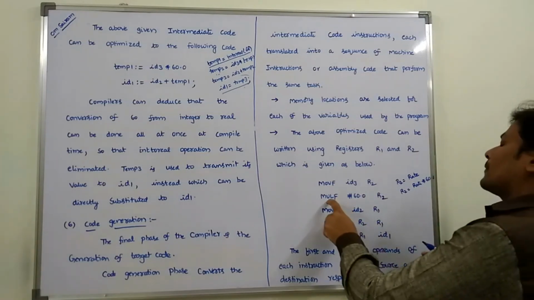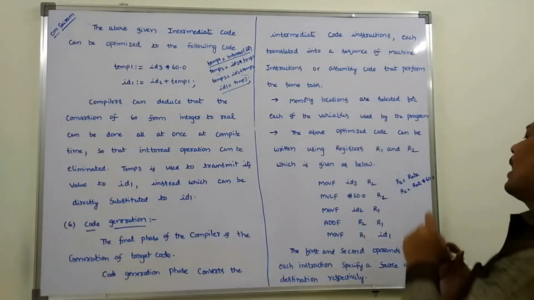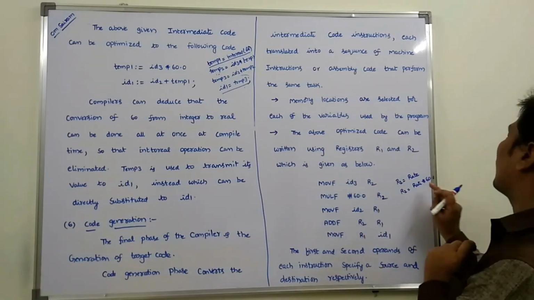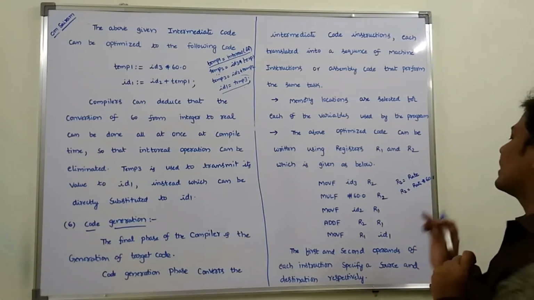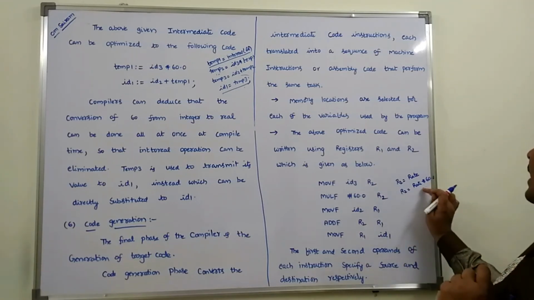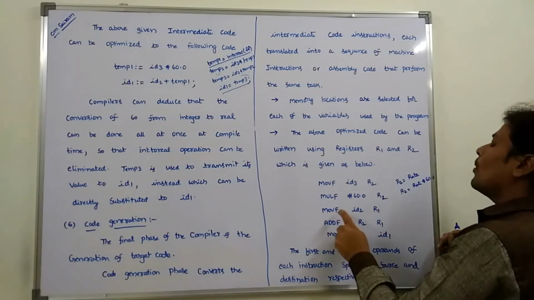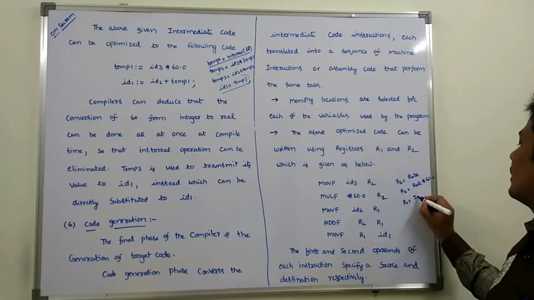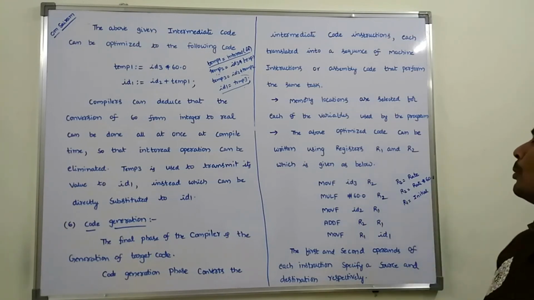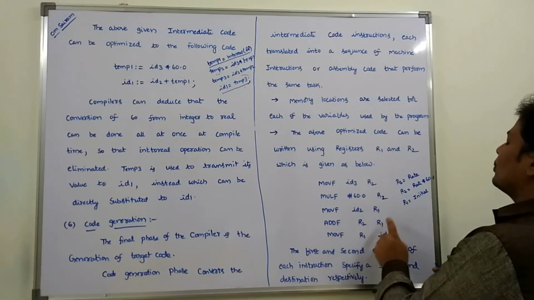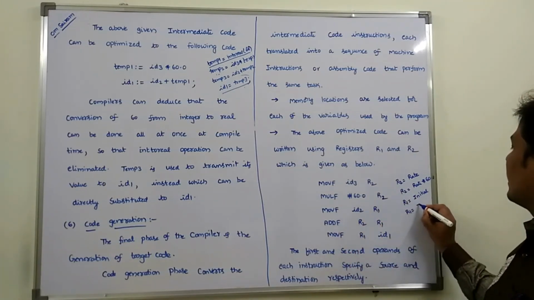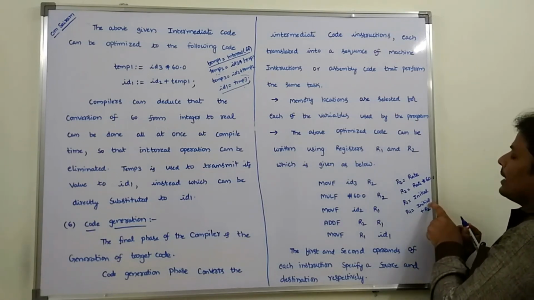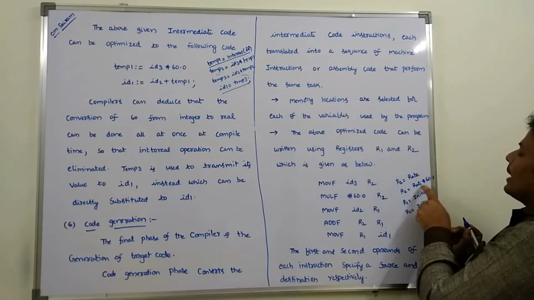After the second instruction is completed, #60.0, that is the converted real number 60.0, is multiplied with the identifier ID3, that is rate. Now the result is rate into 60. Next one, MOVF ID2, R1. So now R1 contains ID2. ID2 is initial. Next one, ADDF R2, R1. So now R1 contains initial plus R2. Initial is identifier ID2 plus R2, meaning rate into 60.